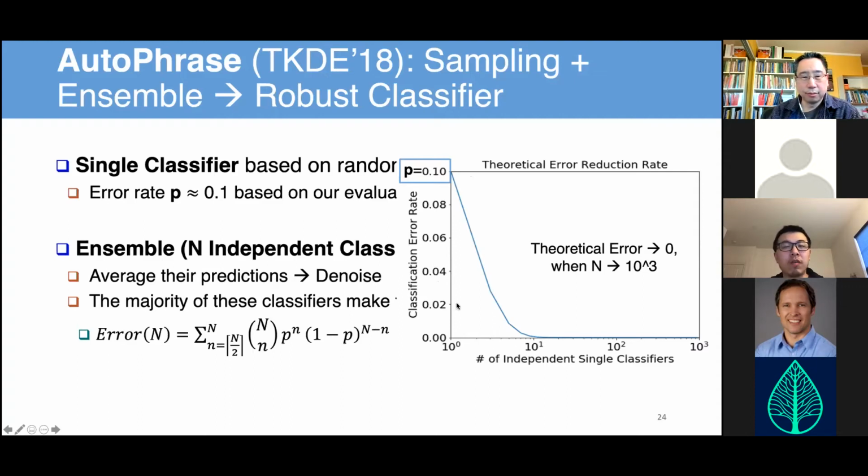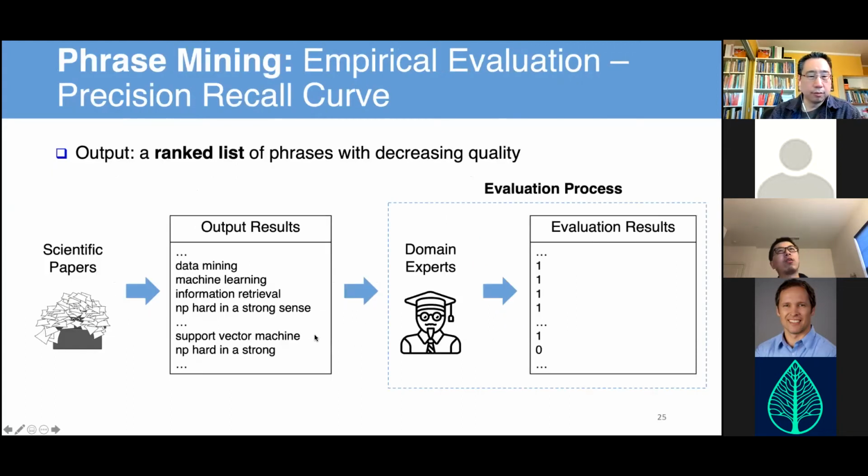So let's do some evaluation on the real world data set. When we're doing the evaluation for a new task, we also need to think about what is the best way to do the evaluation. Our end objective here is to find a rank list of the phrases, so we are going to evaluate this rank list. We are going to ask the domain expert to annotate binary labels for the outcomes, say 1 for yes, 0 for no. So NP-hard in a strong is not a complete phrase. That's why the label here is 0.